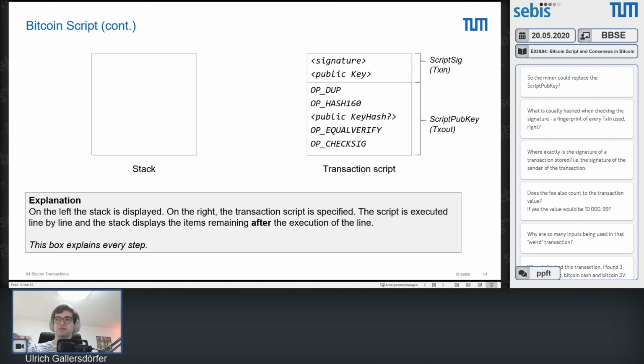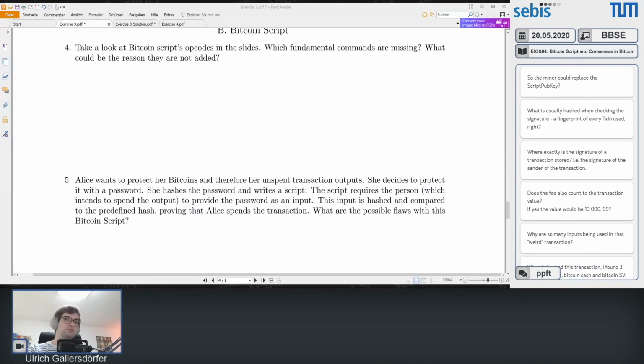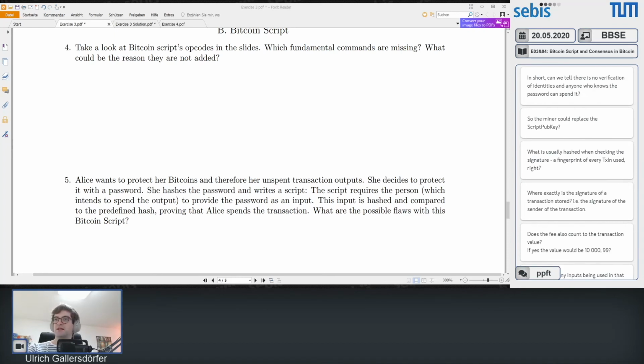So the miner could replace the script pub key. Exactly. So that's the problem with this exercise 5 here. If you do it like Alice here, then the miner can replace the script pub key, and no one can prove that the miner did that. So there is no way to do that. In short, can we tell there is no verification of identities and anyone who knows the password can spend it? Exactly. Anyone who knows the password can spend it, and also anyone who gets to know of the password before it's actually mined into a block can spend it. So that's the problem.